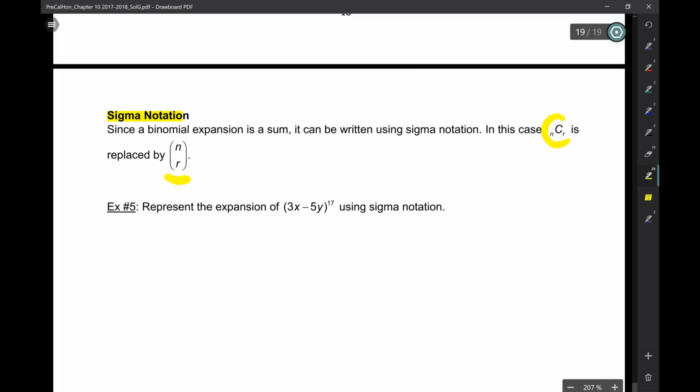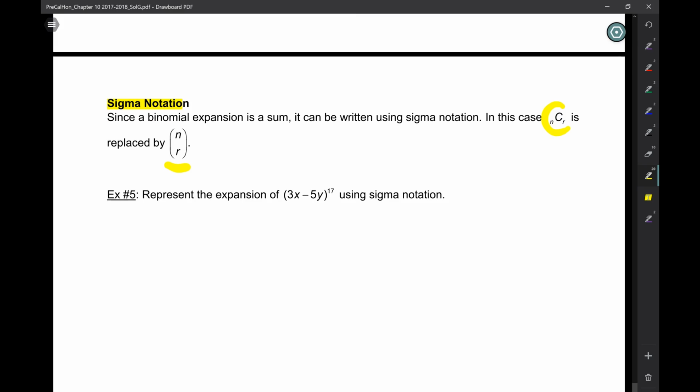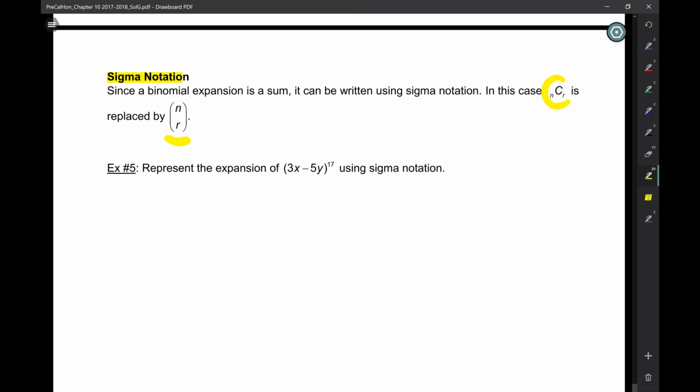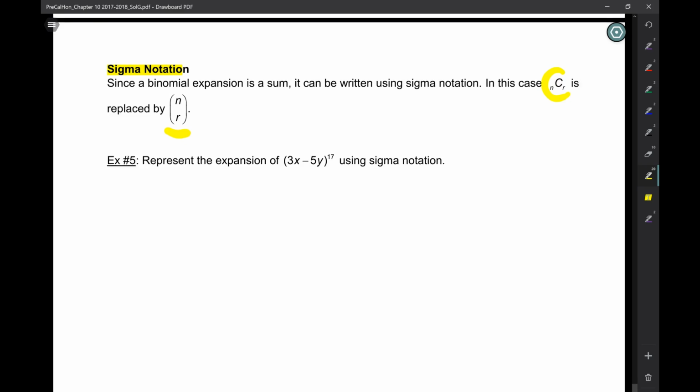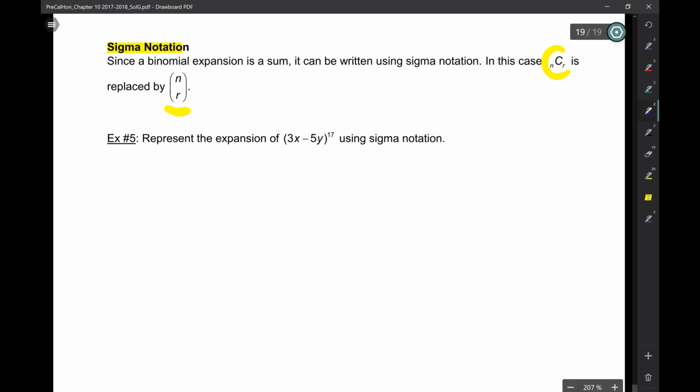You see how you have the n and the r appear in the c notation, in the combination. Well, we get rid of the c, and instead we put n and r in parentheses like that, and mentally those two mean the same thing to us, okay? They're interchangeable, sort of, okay? So let's represent this using sigma notation then, okay? 3x minus 5y to the power of 17. We're not going to expand this. We're just going to put it in sigma notation.